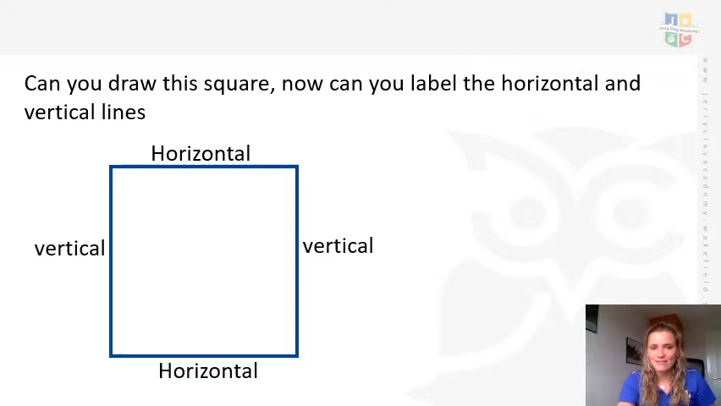So let's have a look. Have you got the same as mine? Have you said the ones going across at the top and the bottom are your horizontal lines, and the ones going down are your vertical lines?